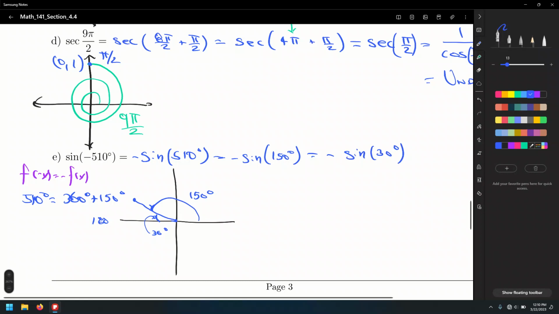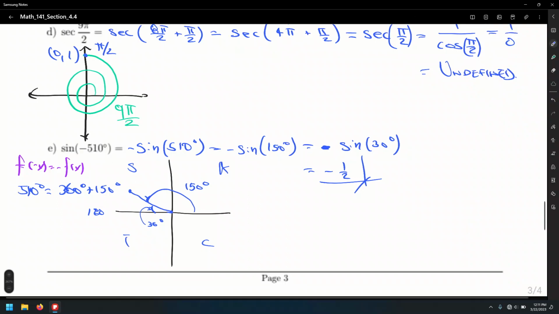However, we need to be very careful because we need to make sure whether the sign of the sine function is positive or negative in the second quadrant. All students take calculus, so sine is positive in the second quadrant, but we keep this negative. This negative is kept from the fact that the function was odd. So sine of 30 degrees is 1/2, and the negative comes from the fact that the function is odd.